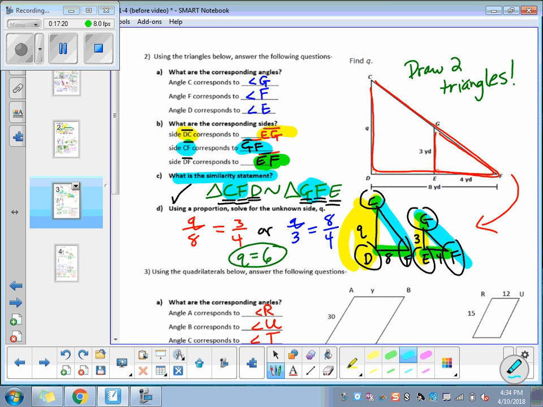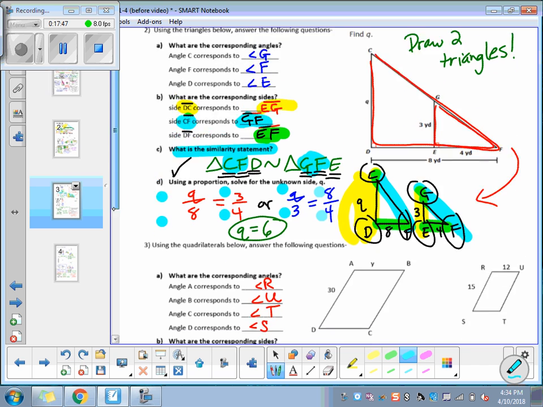Now, if we set up a proportion here, again, it doesn't matter which one of these you like. Some of you are going to see the height Q over the base 8, so the height 3 over the base 4. Others of you are going to go from the bigger shape to the smaller one and say, well, Q, that height matches up with 3. The bottom 8 matches up with the bottom 4. Doesn't matter to me. We're going to cross multiply and get Q equals 6.